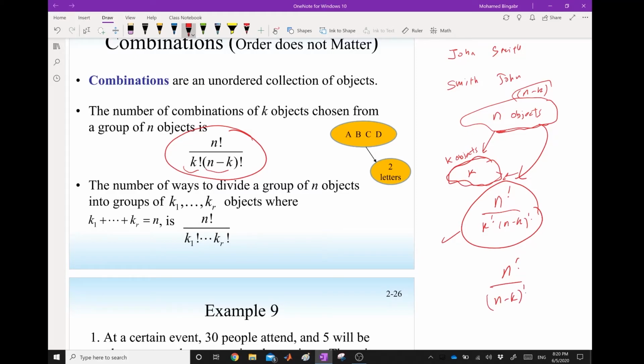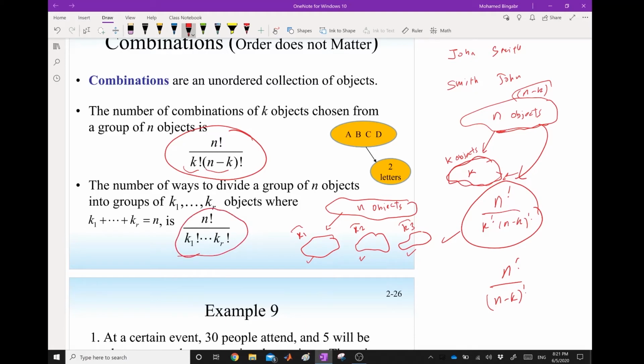Now there is a scenario where you have a population that has n objects and you want to divide them into subgroups, such that this group consists of k1 objects, this is k2 and k3. And if I add k1 plus k2 plus k3, it will equal n. Then how many ways can I construct this combination of sub-objects of n objects? The answer is this one, as long as k1 plus k2 plus k3 equals n.